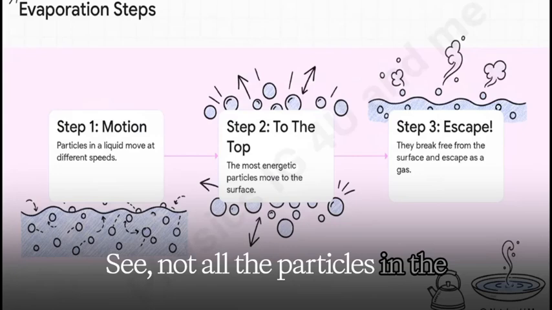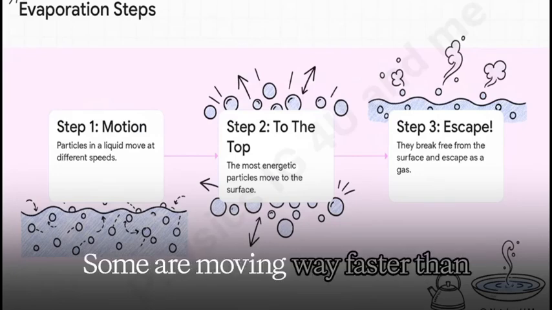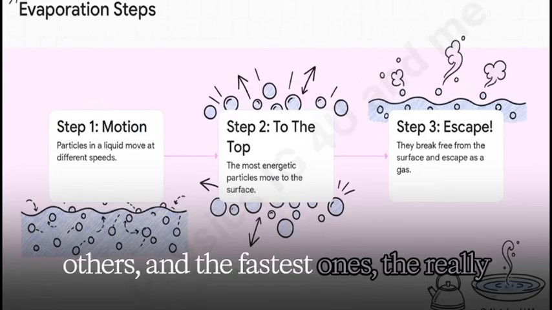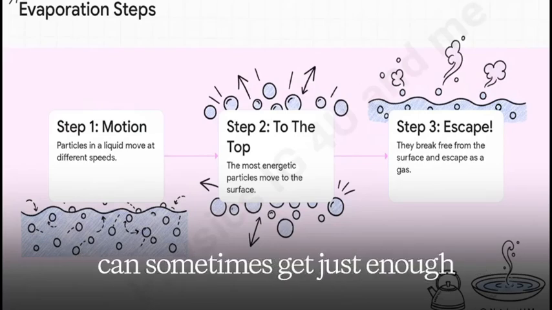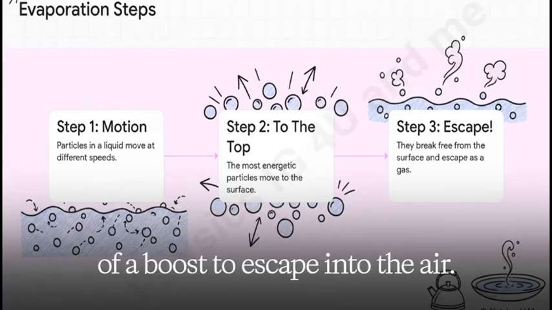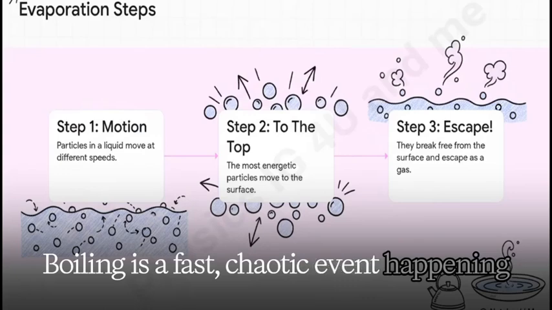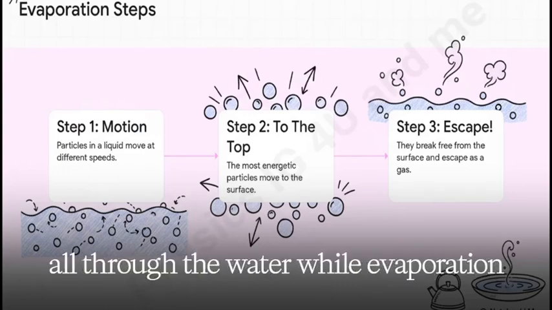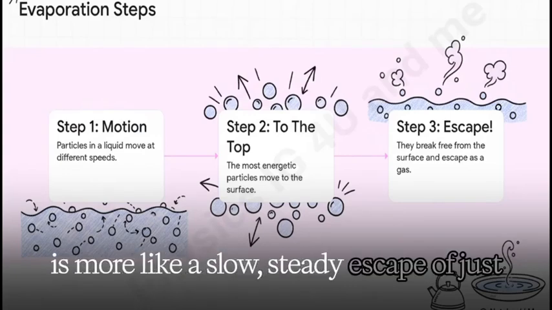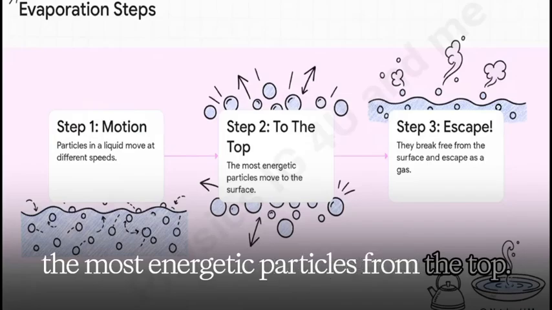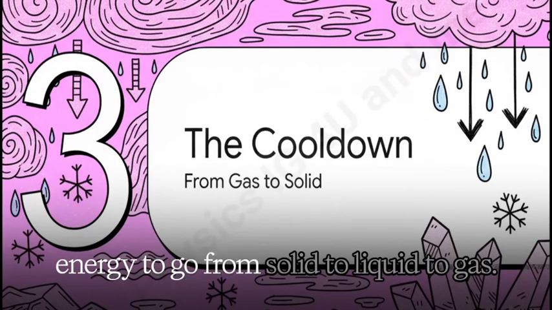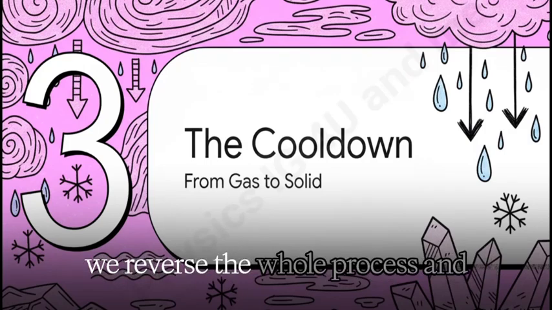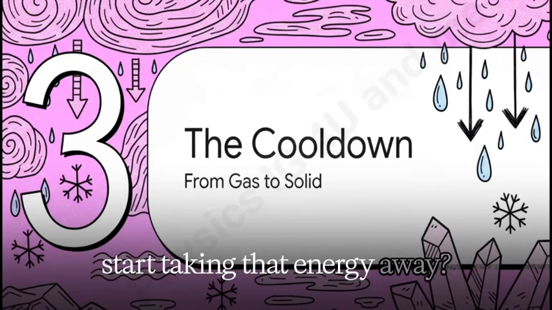See, not all the particles in the water have the same energy. Some are moving way faster than others, and the fastest ones, the really high-energy particles near the surface, can sometimes get just enough of a boost to escape into the air. Boiling is a fast, chaotic event happening all through the water, while evaporation is more like a slow, steady escape of just the most energetic particles from the top. So far, we've just been adding a ton of energy to go from solid to liquid to gas. So what do you think happens if we reverse the whole process and start taking that energy away?